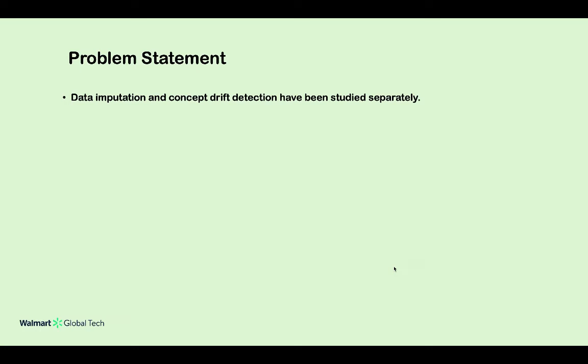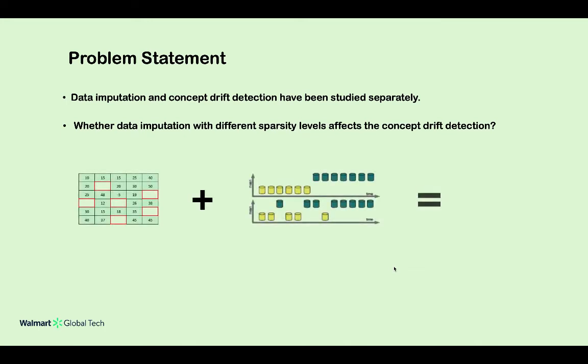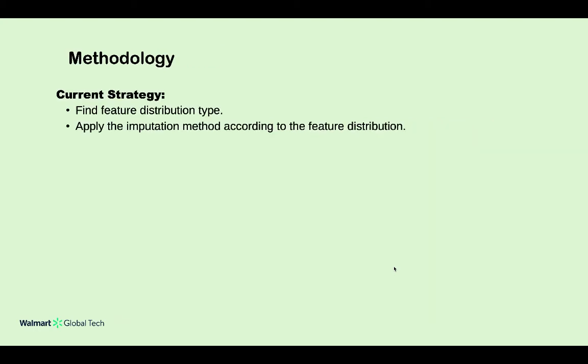Now let's look into the problem. Data imputation and concept drift detection have been studied separately. Whether data imputation with different sparsity levels affects concept drift detection has not been studied earlier. And that is what we are trying to address in this work.